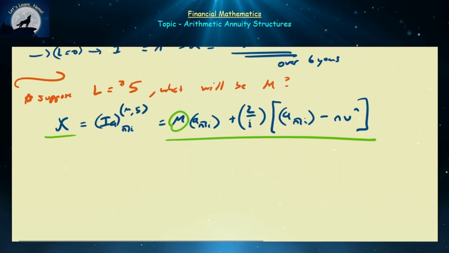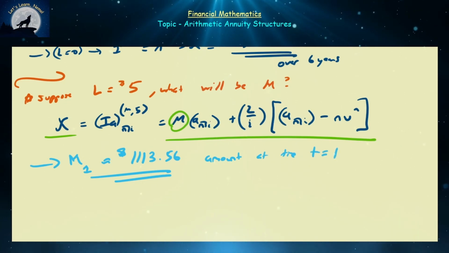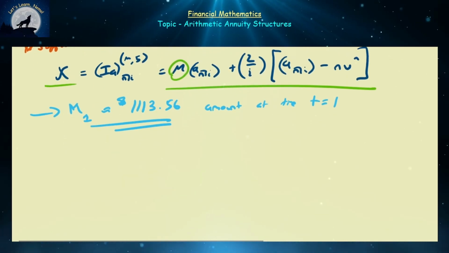So we can just isolate this particular object, solve for M, and you should be able to see that M, which is associated to the monthly payment for the first month, will be approximately equal to $1,113.56. And this, again, is the amount at time t is equal to 1. So how much money will you need to pay at time t is equal to 2?